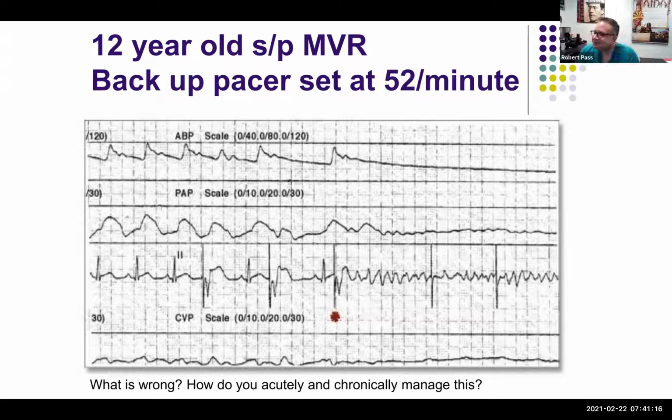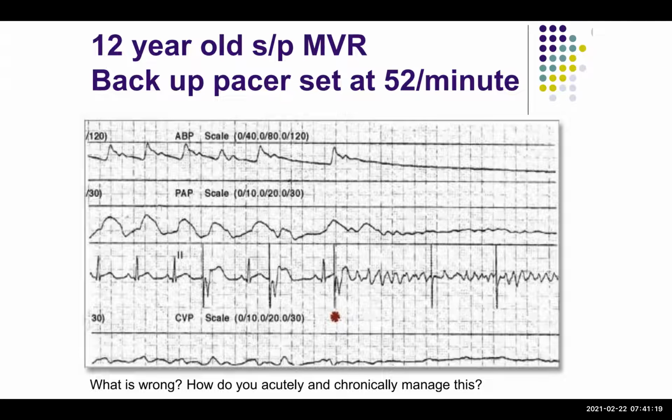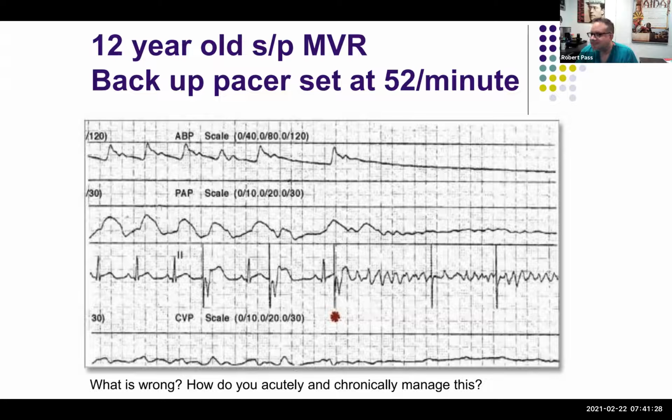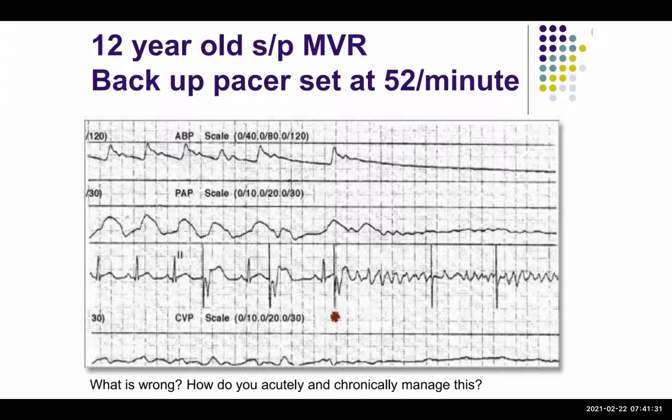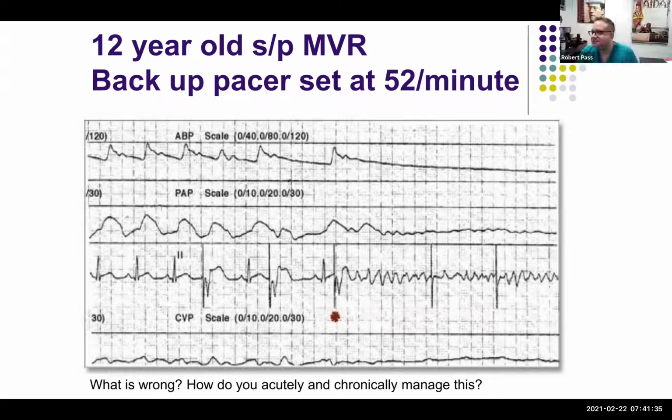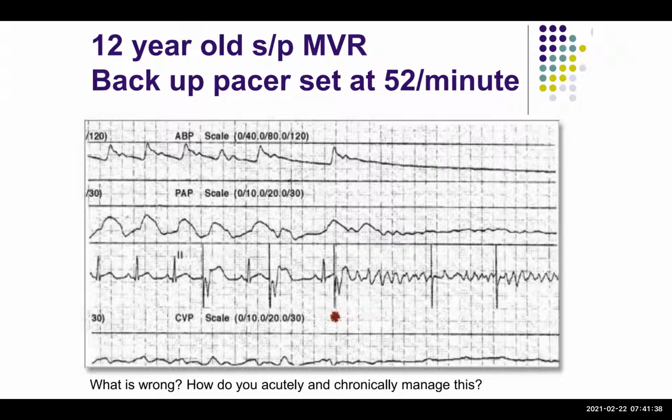God forbid. So looking at the tracing, the first few beats seem appropriate. They seem like sinus beats, with a rate slightly less than 100, so maybe 80 to 90. So we have the first, second, third beats, and then there's a pacing spike, and then we see that there's V pacing there, and then the next beat seems appropriate as well.